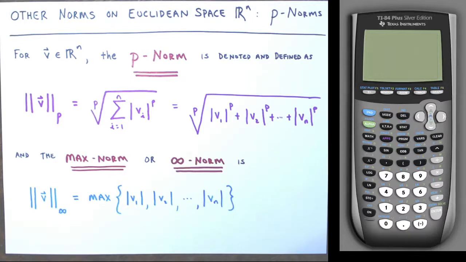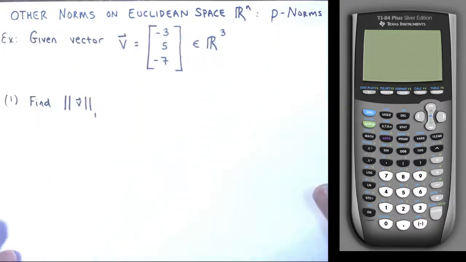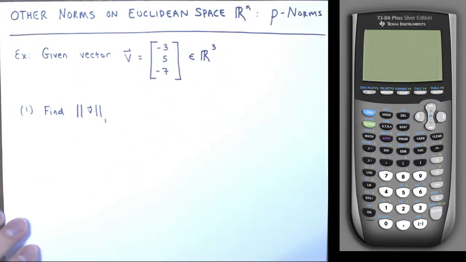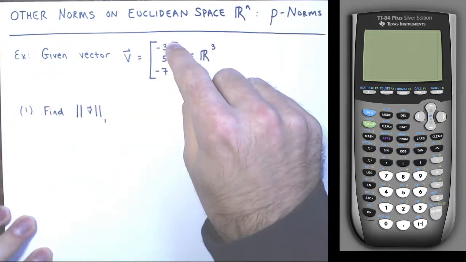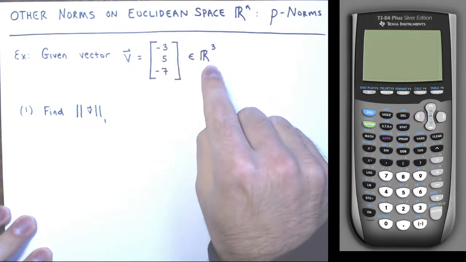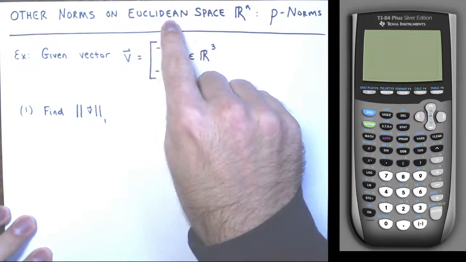The p norm or max norm of a sum of 2 vectors is less than or equal to the sum of the p norms, or max norms, of those vectors individually. You can verify that on your own if you wish. I'm not going to get into that. But let's just look at a couple examples of these p norms and a max norm. So here we're given a vector v equals -3, 5, -7 on R3. This is a vector with 3 components, some vector from Euclidean space.